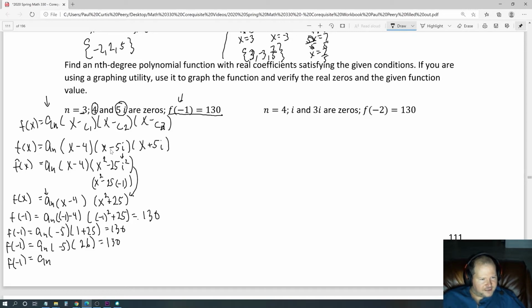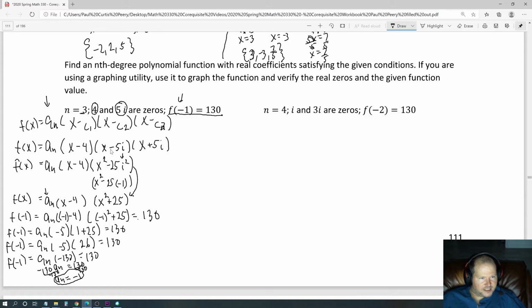So negative 5 times 26 is negative 130. And we're basically saying that if I multiply a_n by negative 130, which gives me, I think I have just enough room to write this here, negative 130 a_n. I treat the a_n like it's a variable. Gives me 130, right? So if negative 130 a_n is equal to 130, that means a_n must be equal to negative 1. I simply divide both sides by negative 130. Totally ran out of room here. My bad. All right, so 130 divided by negative 130 is negative 1. So we end up with a_n is equal to negative 1.